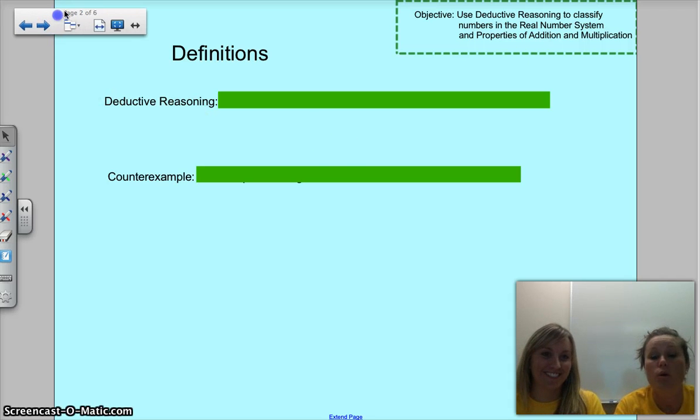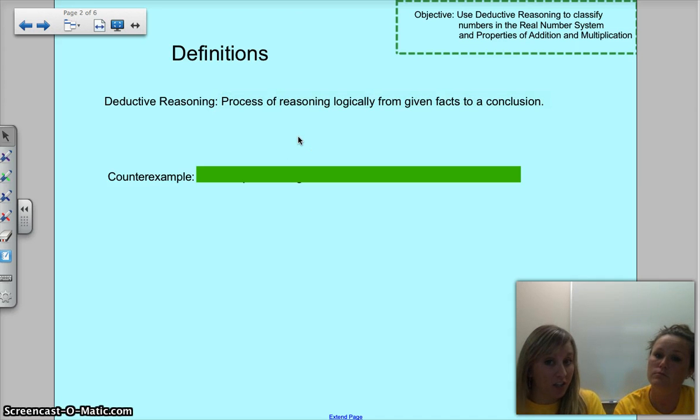All right, so deductive reasoning, we're going to write out the definition. Your definition should read as follows. Deductive reasoning is the process of reasoning logically from given facts to a conclusion. That is a lot of words. Really what it means is figure it out.